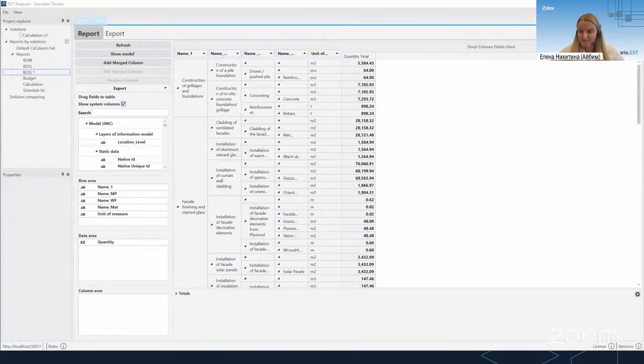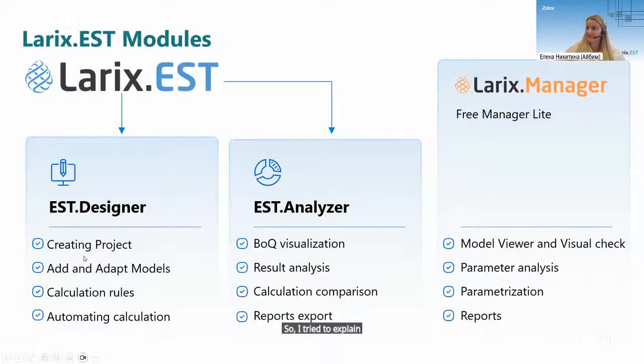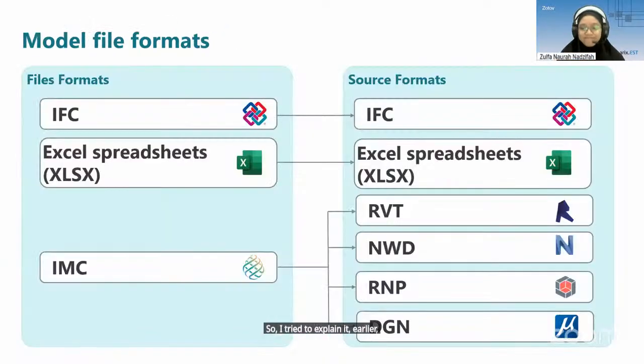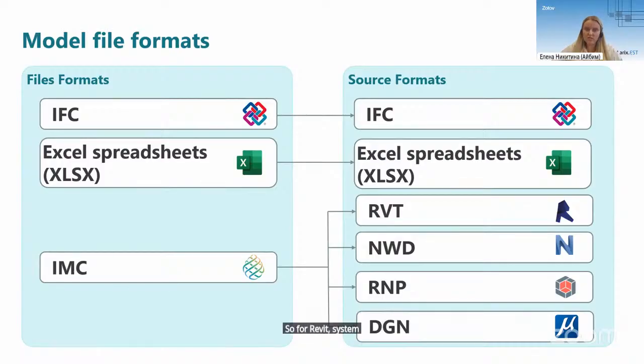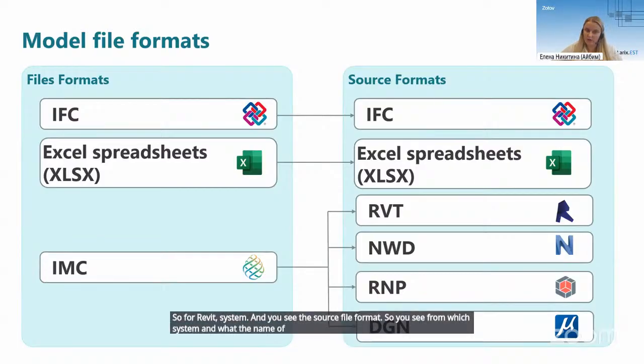So I tried to explain it earlier, because you have the IMC file. It's our internal format, which we have from the CAD system, and these models we have from the RVT, so from the Revit system, and you see the source file format. So you see from which system and what's the name of the original file from which we took this IMC file. You can't see IMC as a source in Larix EST.